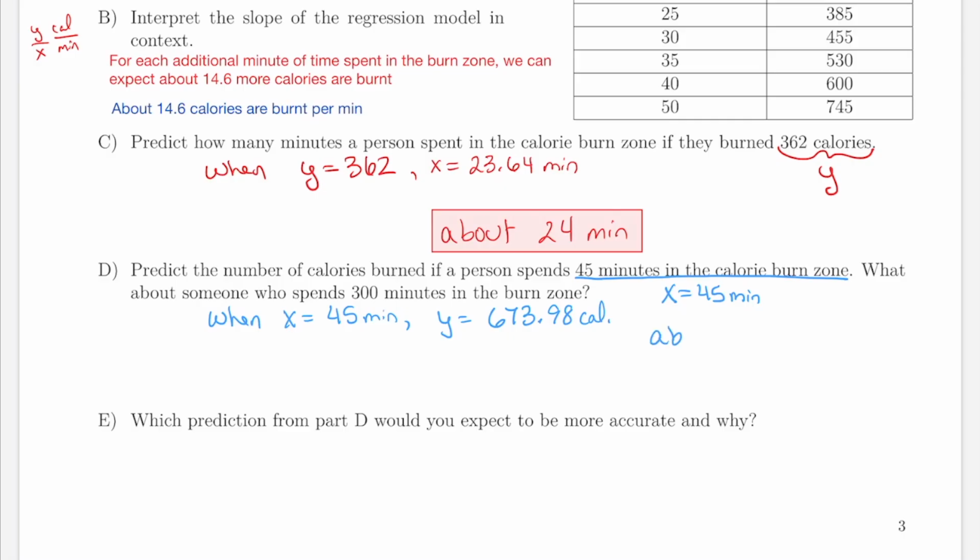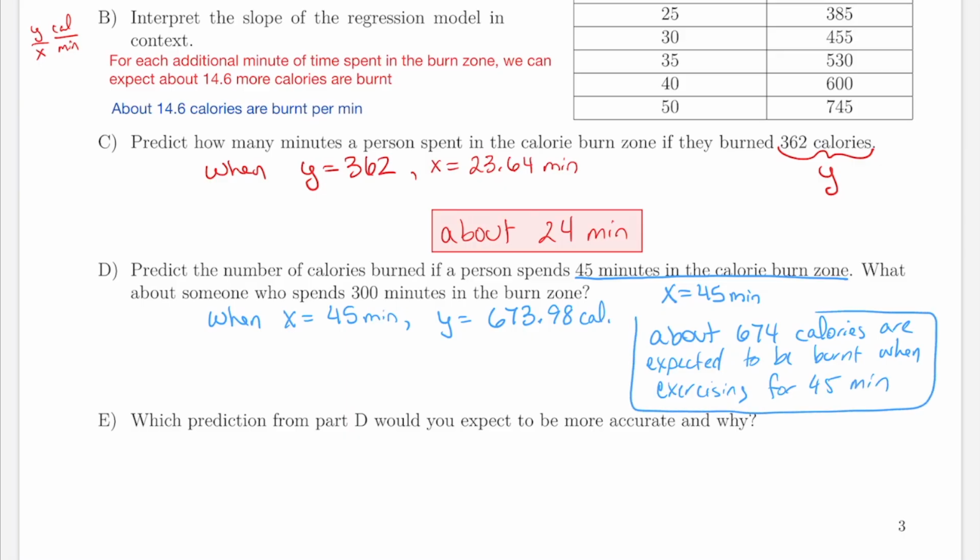And so what we can say is about 674 calories are expected to be burnt when exercising for 45 minutes. And that's it.